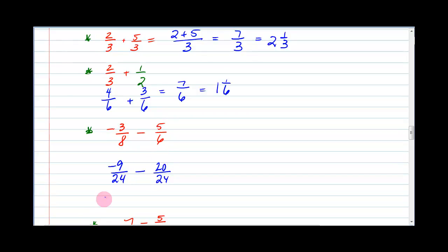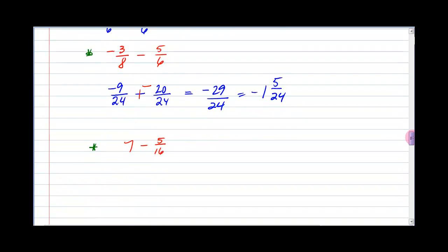And I have a negative, I'm going to bring my subtraction sign down. My denominators are the same, so now it just becomes a regular subtraction problem. Don't forget, this has got integers in it, so I'm going to change to addition and change the second sign. This means I'm going to have -9 plus -20, and I get -29 over 24. I can leave it like that, or I can change it to a mixed number, and I get -1 and 5 over 24.